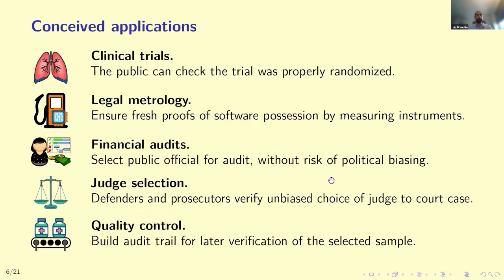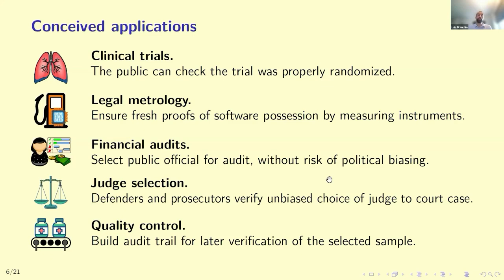Some of the types of applications that we conceive for randomness beacons, or public randomness issued by a randomness beacon, would be applications where it may be useful to prove later in time that randomness was properly used. For example, in clinical trials, it may be useful for the public to check that the trial was properly randomized. In some cases of legal metrology, you want to make proofs of correct software possession, and by using beacon randomness, you can ensure that you can bind the proof to a particular random value of the beacon, and that allows you to prove that the proof was performed after a given moment in time.